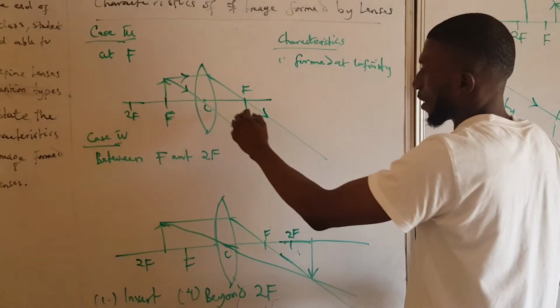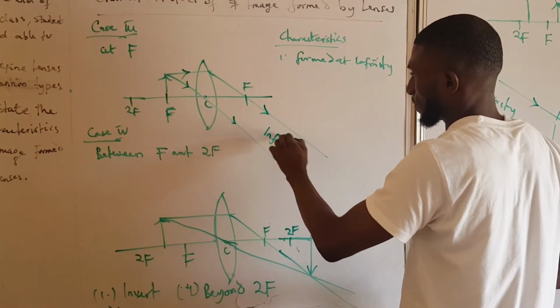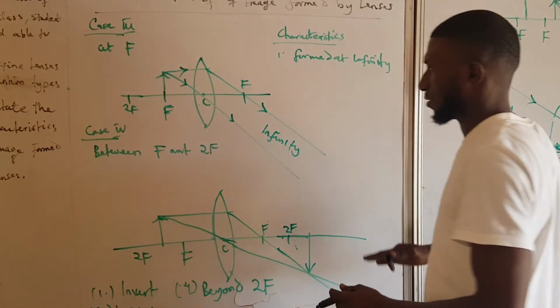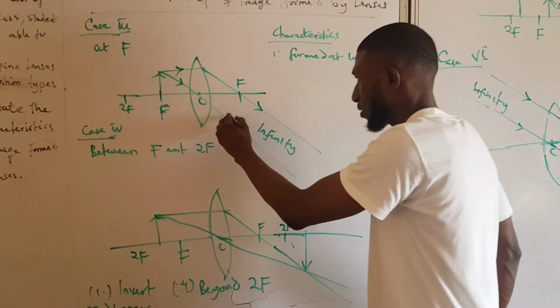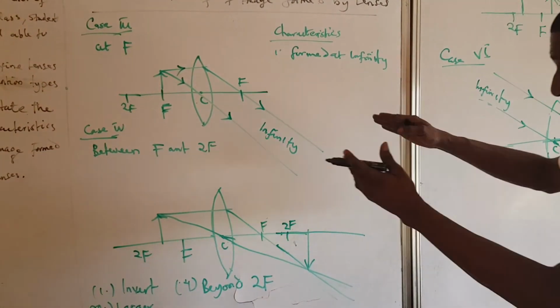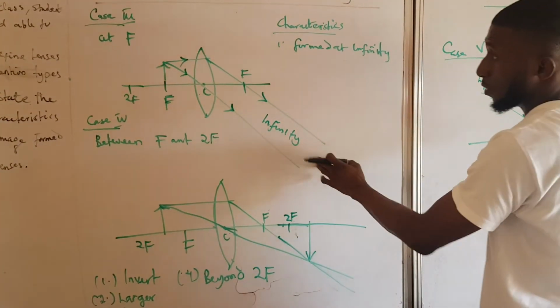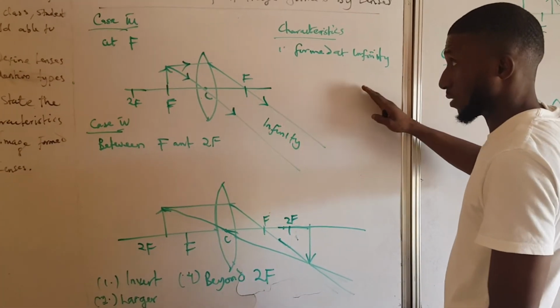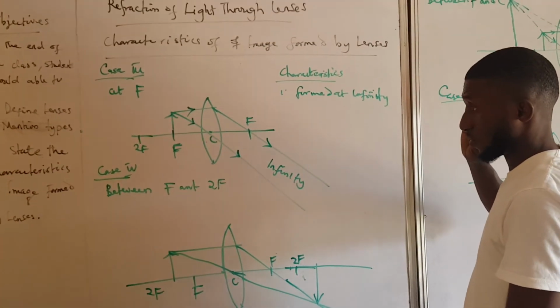Then we have the image formed at infinity, because the two lines cannot meet; they are parallel. Then the image will be formed at infinity. That's when the object is placed on F.